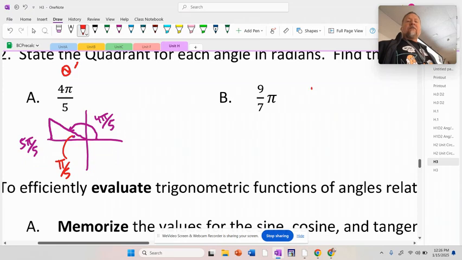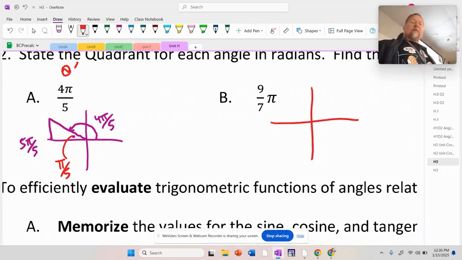Where's 9 pi over 7 land? That's close. Think about it for a second. Where's 9 pi over 7 land? 3, 2, 1, go. Third. Why? This is 7 pi over 7. And how do I know it's not in quadrant 4? Because 3 pi over 2 is like 1.5 pi. So 10 pi over 7 would land in here because that's bigger than, isn't 10 over 7?